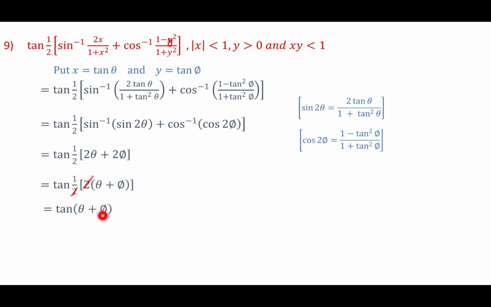This is in the form of tan of a plus b, and we know the trigonometric formula: tan of a plus b is tan a plus tan b over 1 minus tan a tan b. So I'm going to rewrite this like this: tan theta plus tan phi over 1 minus tan theta tan phi. And we know tan theta is x and tan phi is y. So I replace all these. My final answer is x plus y over 1 minus xy, because tan theta is x and tan phi is y. That is our final answer.